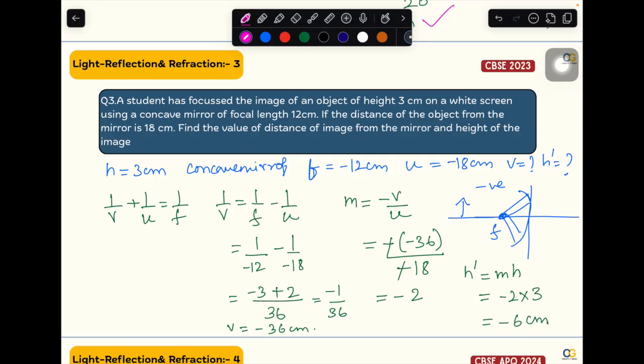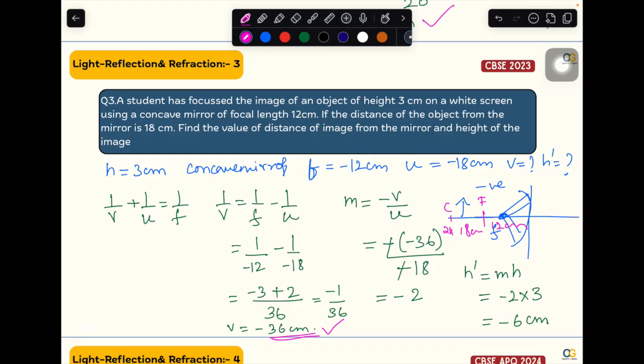Now let's see how I verify my answer. So the focal length is 12, somewhere at 12 centimeters. The object is placed at 18. So 12 twos is how much? 12 twos is 24. So the object is not beyond C, it is between C and F, because if let's say this is 24, it is between C and F. So if the object is between C and F, the image will be beyond C. So image should be greater than 24, which is right.